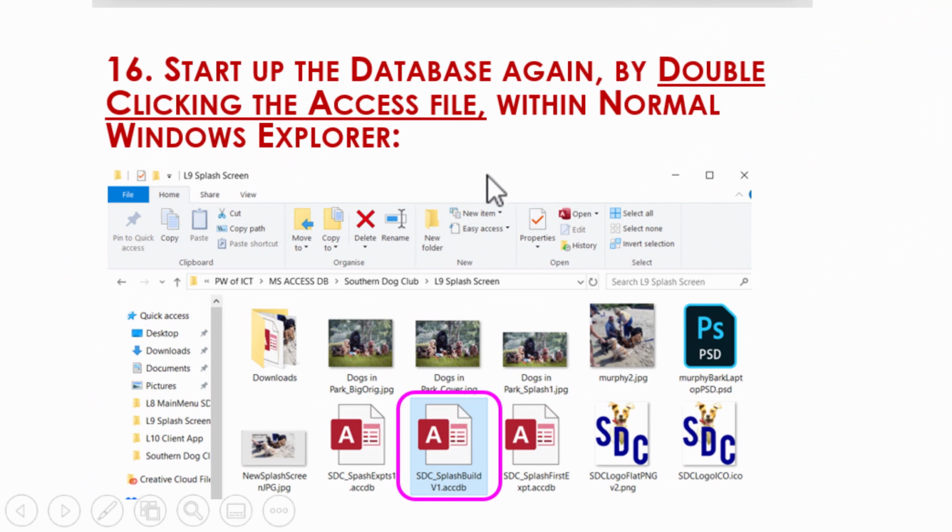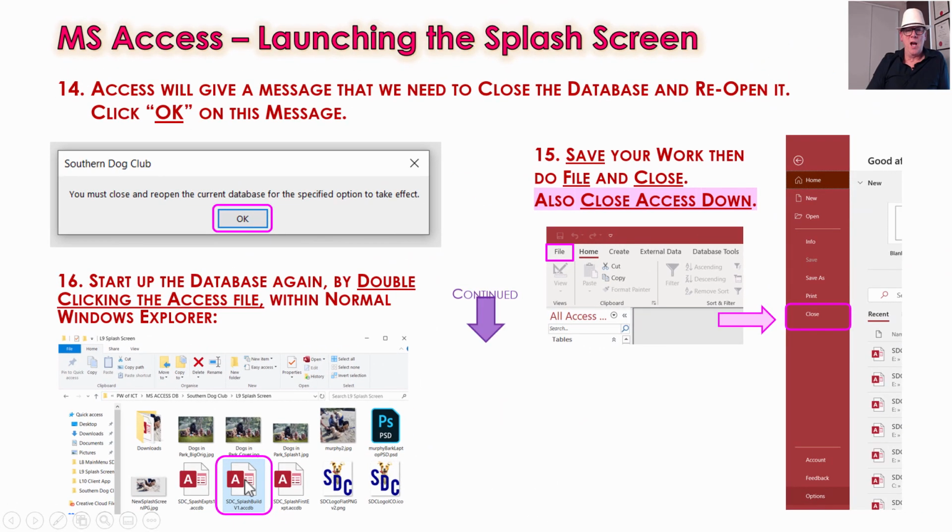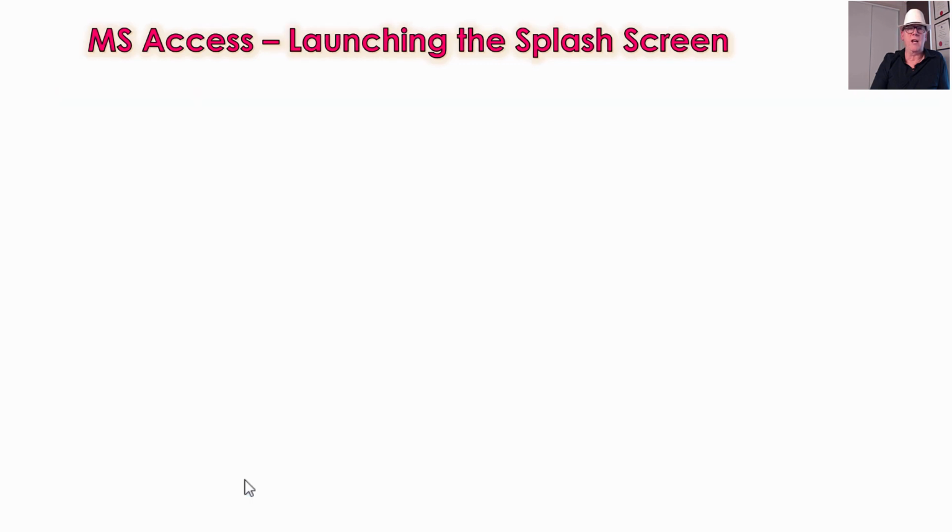So go into Windows Explorer, File Explorer. Here's our folder where all our work is for this project, and that's the one we're working on at the moment. So double click on that one, just like you would to double click to open up a Word or an Excel or a PowerPoint or anything else. So double click on your saved database.